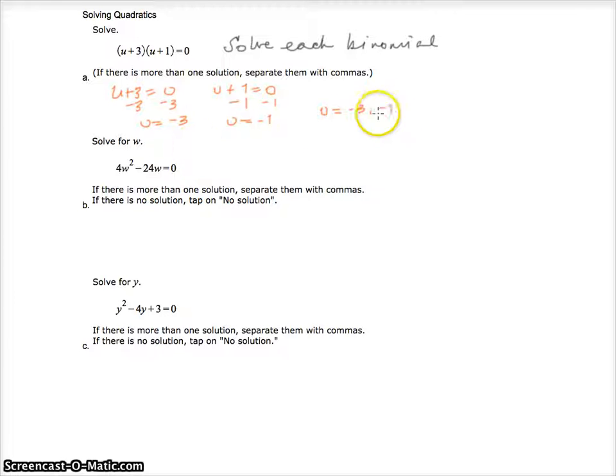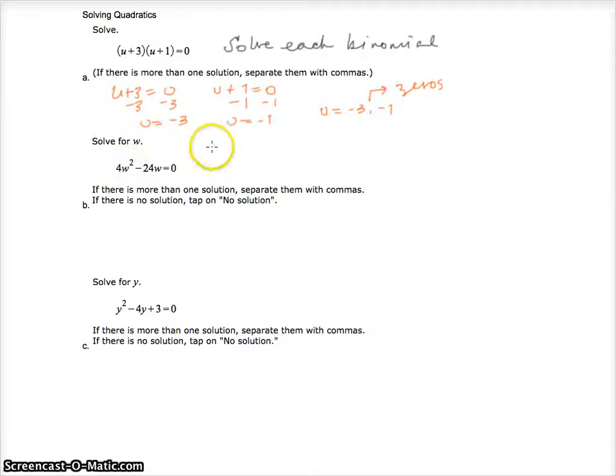These values are also called zeros. When we talk about solutions to quadratics, they're also called zeros because they happen when the value is equal to 0. Let's look at letter B, solve for w.